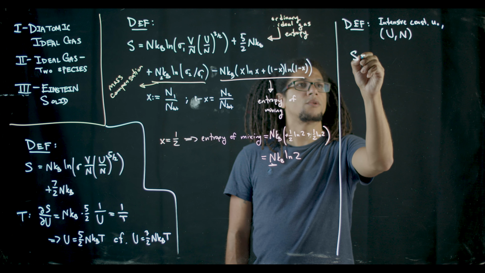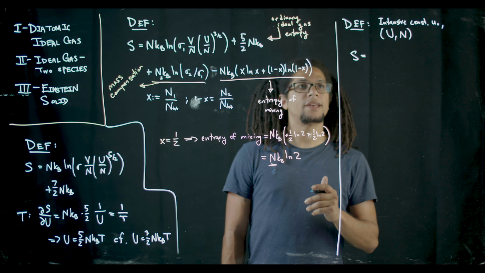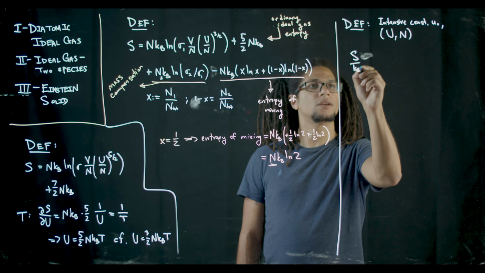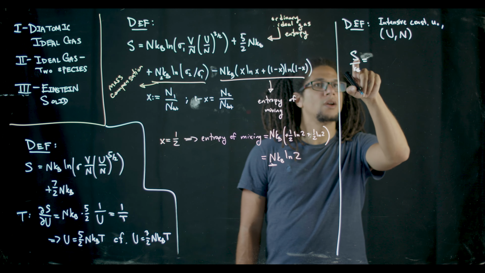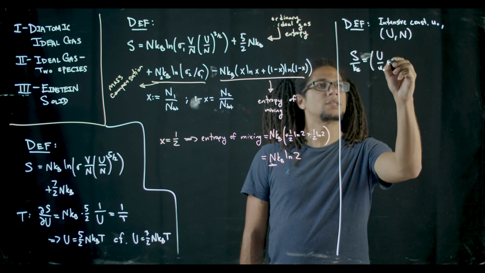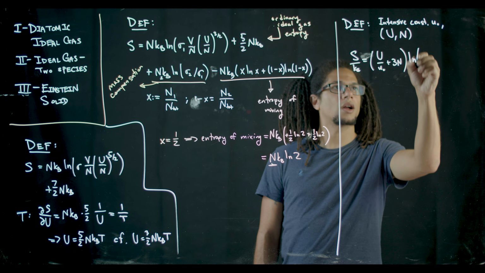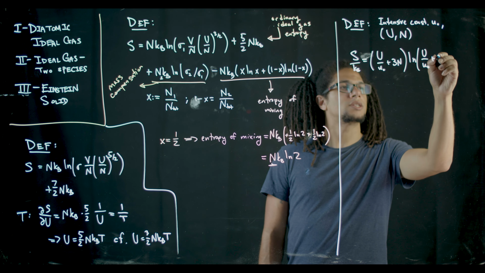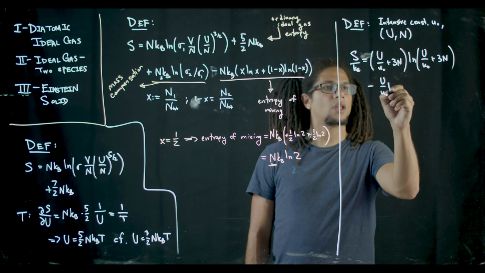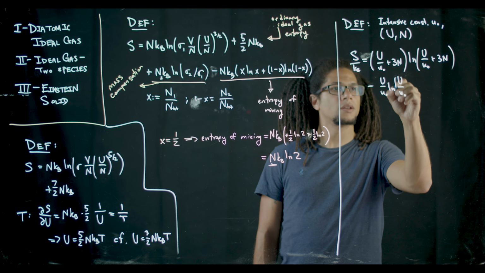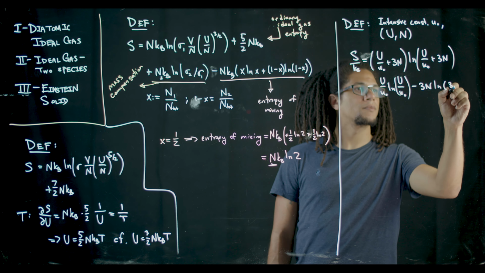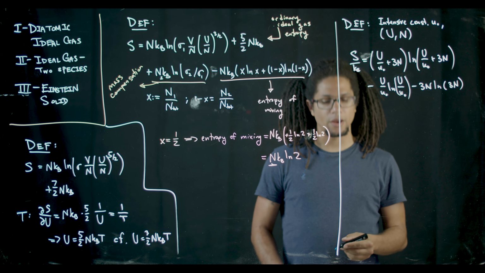Now we can finally write the equation of state. So we're going to have S, and actually I'm just going to divide it by the Boltzmann constant to make this a little bit simpler and cleaner. We'll have S over k_B is equal to (U over U_0 plus 3N) times the log of (U over U_0 plus 3N), minus U over U_0 log U over U_0, minus 3N log 3N. All right, wonderful.